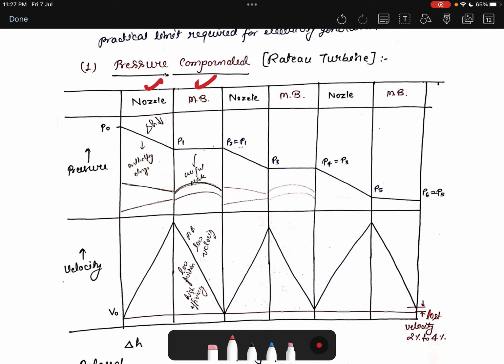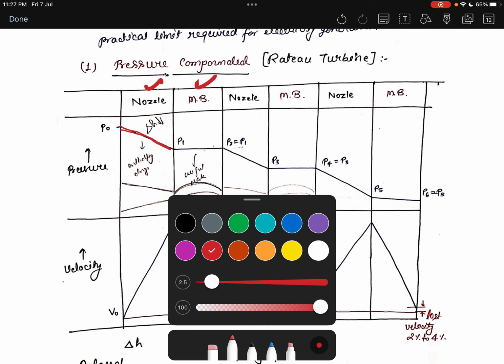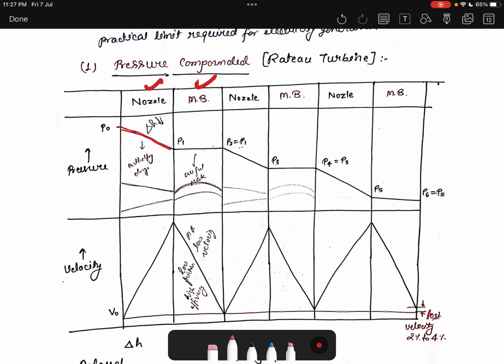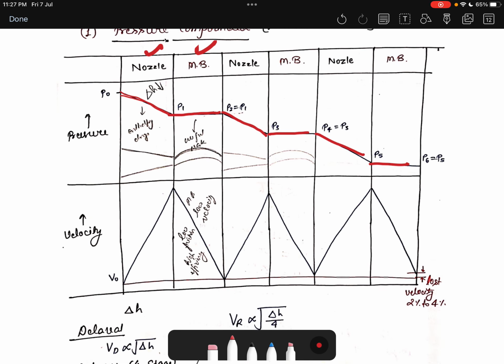So as we know, in the nozzle pressure drops gradually, then in the moving blade pressure is constant, then again in the nozzle pressure drops, then again pressure constant, pressure drop, pressure constant. So pressure is continuously decreasing. And what about the velocity? We know that velocity in the nozzle increases, then in the moving blade decreases, then increases, decreases. Okay. But at the end, some velocity is lost because of the frictional effect. 2 to 2% velocity is lost.